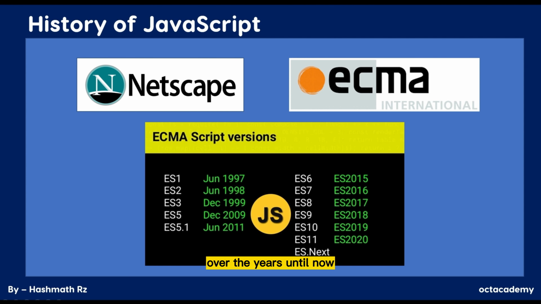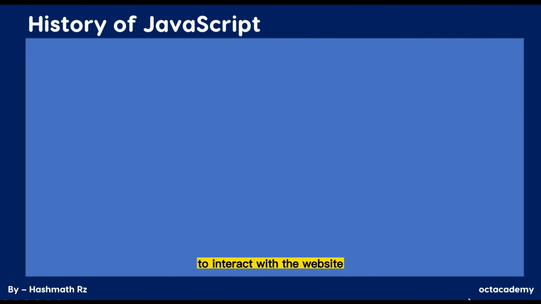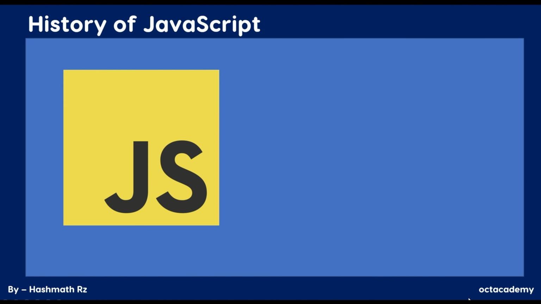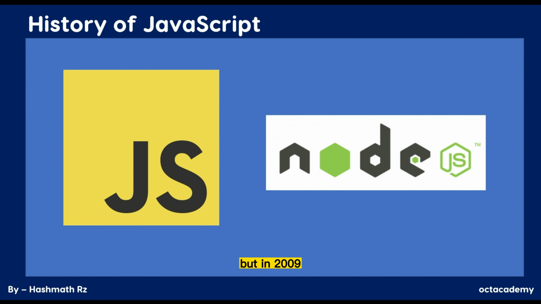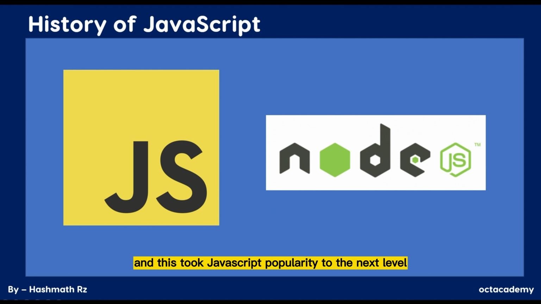Over the years until now, several versions of ECMAScript have been released, each with new features and improvements to the language. So as I said earlier, originally JavaScript was developed as a client-side scripting language to interact with the website. But in 2009, developer Ryan Dahl developed Node.js, which allowed developers to use JavaScript on the server side. And this took JavaScript's popularity to the next level.